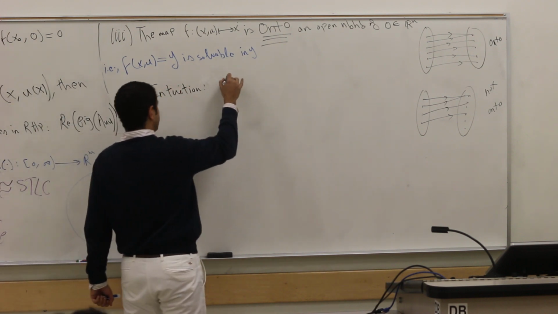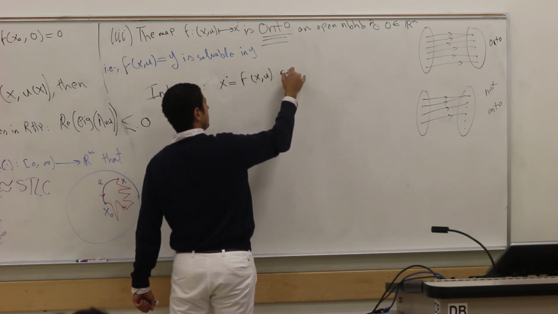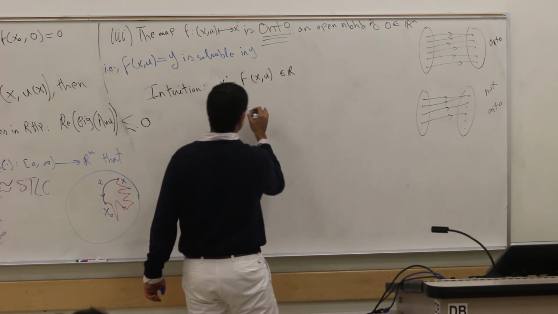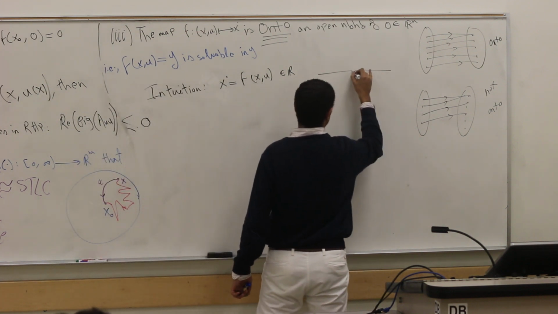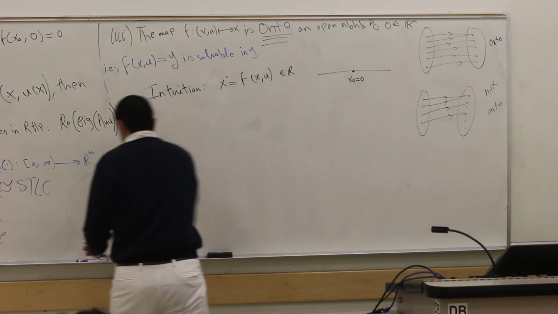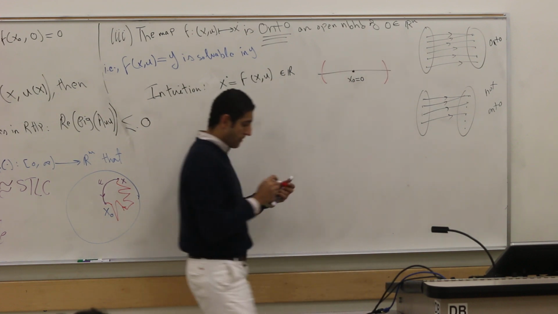For the intuition, let's make it simple. So this is a scalar now. Without loss of generality, I have my point to be the origin. Here is the origin, x naught is the origin. And I want to make it stable in some neighborhood.